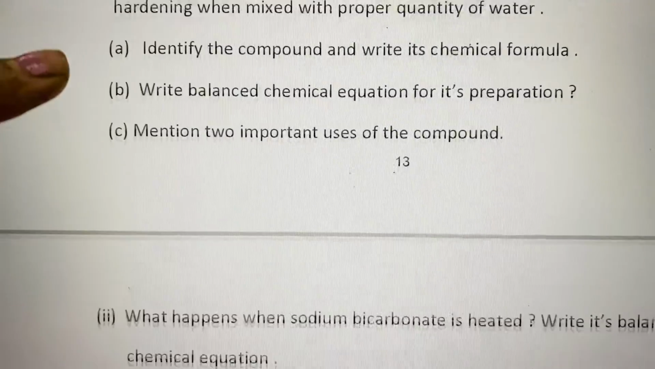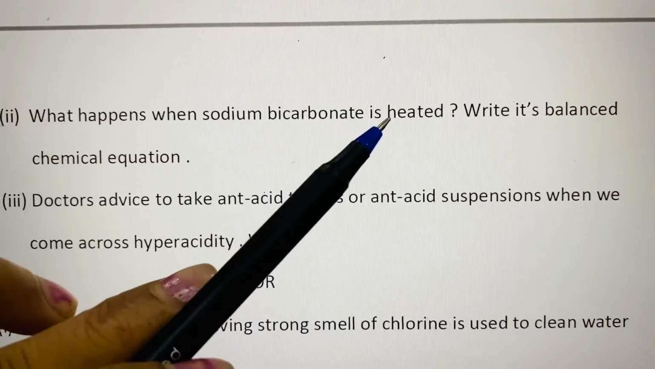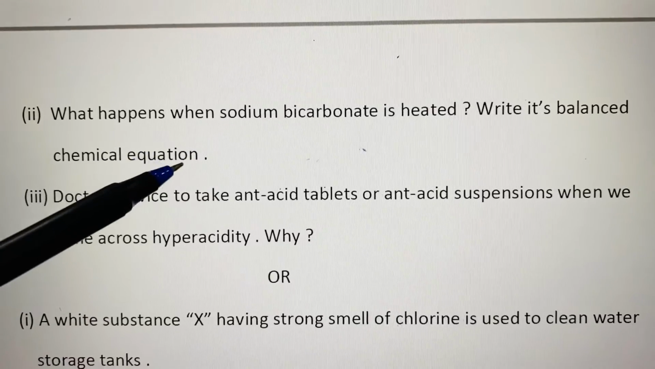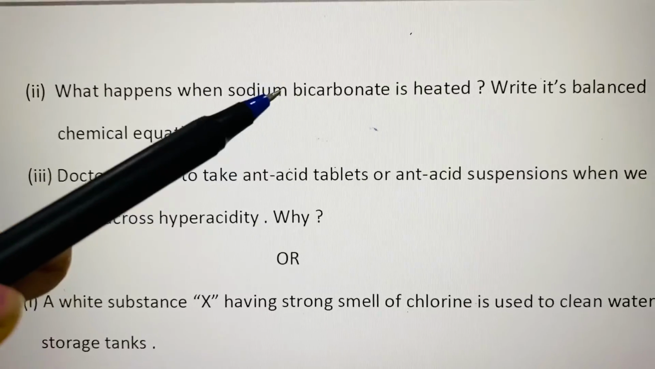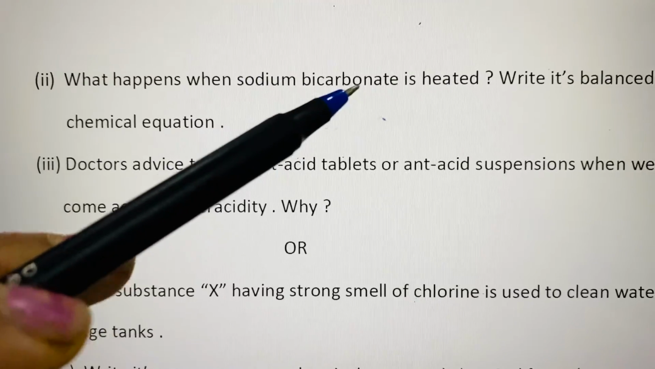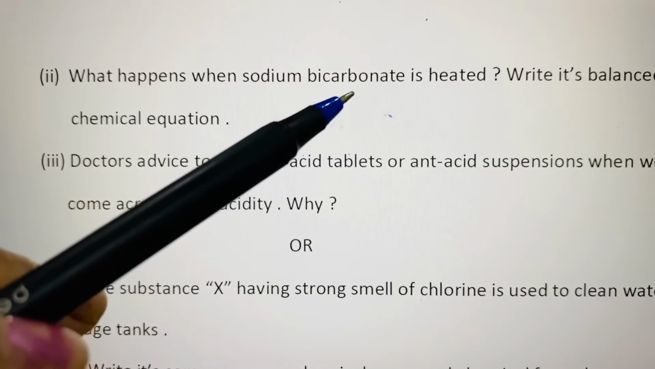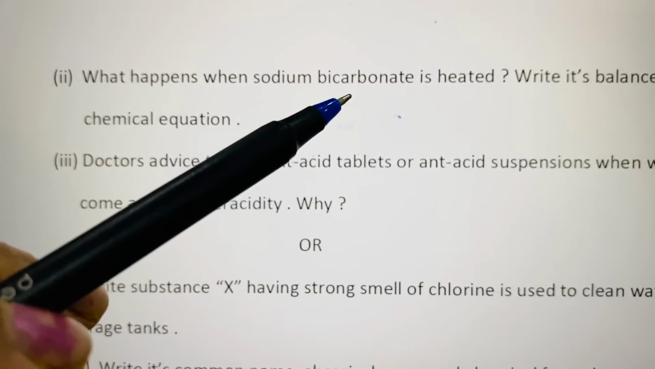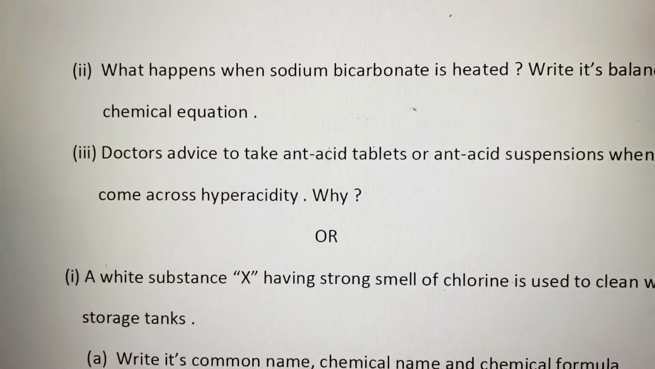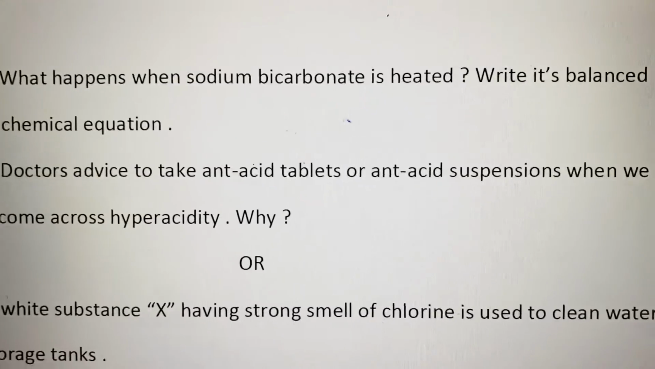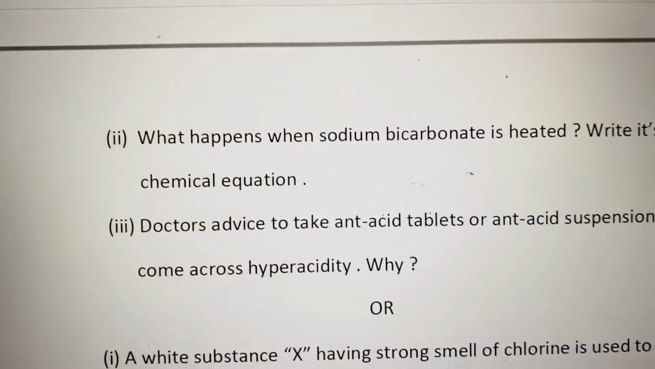Now we are going for the second part of the question, that is, what happens when sodium bicarbonate is heated? Write its balanced chemical equation. Sodium bicarbonate, what is the chemical formula? NaHCO3. So whenever NaHCO3, that is sodium bicarbonate, is heated, it will decompose into sodium carbonate plus water plus carbon dioxide. So you should know this clearly, that sodium bicarbonate on heating will decompose and produce carbon dioxide gas.